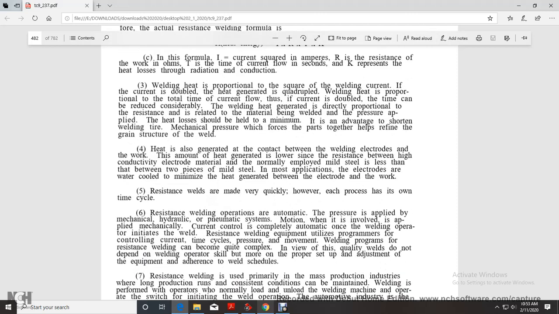Welding heat is proportional to the square of the welding current. If the current is doubled, the heat generated is quadrupled. The welding heat is also proportional to the total time of the current flow. If the current is increased, the time can be reduced considerably.